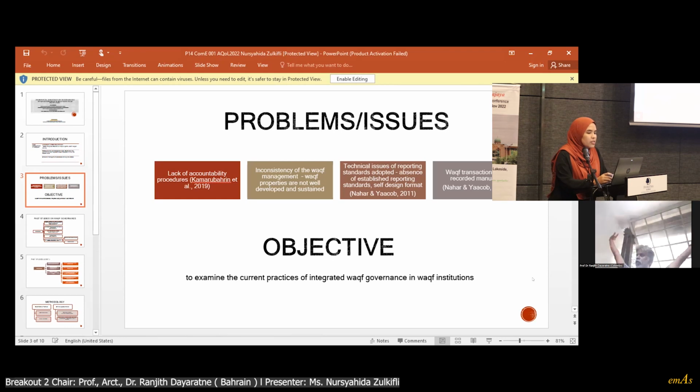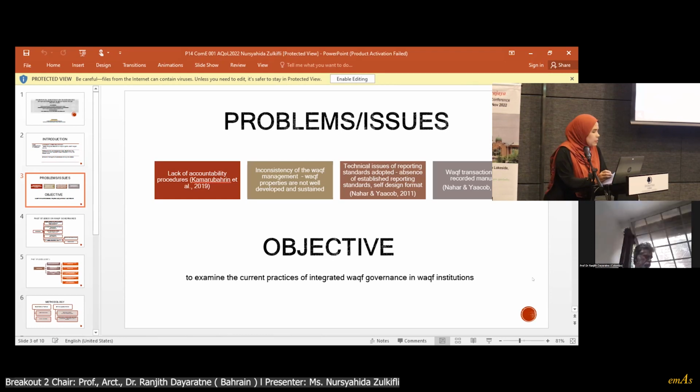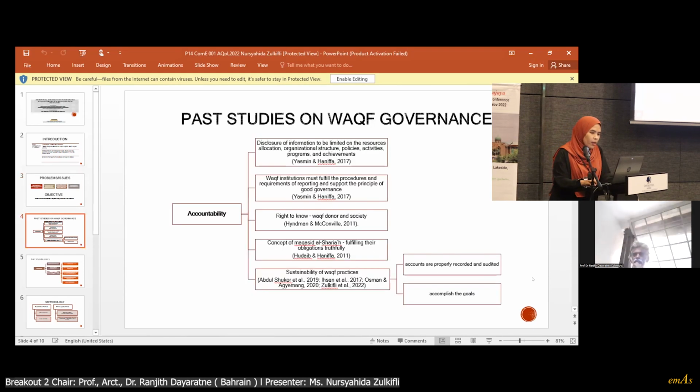So this study is to examine the current practices of integrated wakaf governance. The aim is to investigate and identify the level of wakaf governance, which consists of transparency, accountability, and also fairness. For the past literature, in terms of accountability, there are several studies that focus on accountability issues.